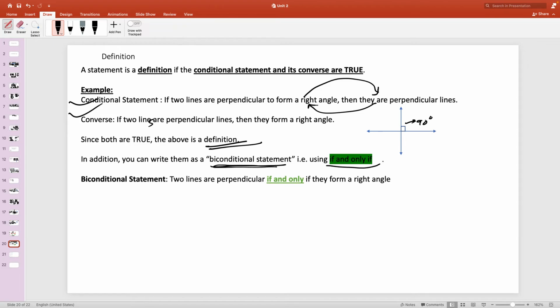And in a biconditional statement, this is important: you can use if and only if. So an example of the biconditional statement here is two lines are perpendicular if and only if they form a right angle. So to summarize, when the conditional statement and its converse are true, it's called a definition. And you can write the definition as a biconditional statement. In a biconditional statement, you use the phrase if and only if. So that's what a definition means, and that's what a biconditional statement means.